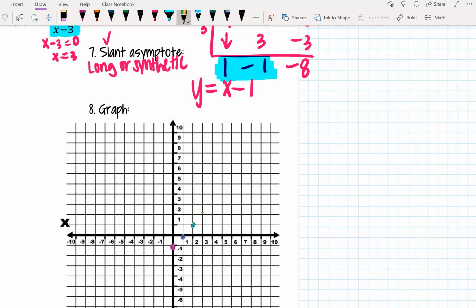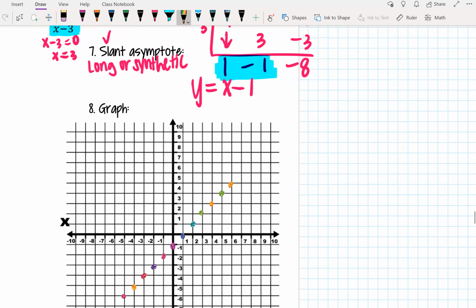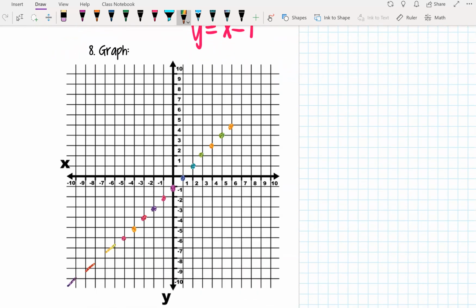slope of 1, so we can put in our slope going up 1 over 1, up 1 over 1, and I'm going to put this invisible line down the middle. Okay, and these functions do cross sometimes as well, so you just have to be mindful of what you have.